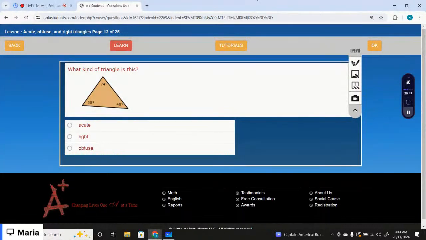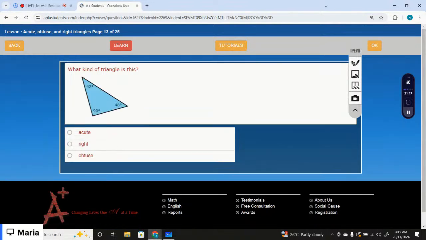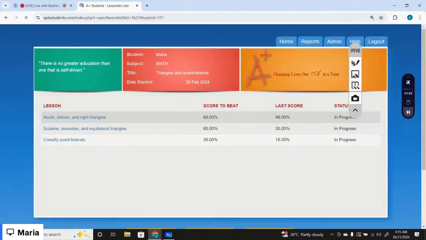What kind of triangle is this? Which is the correct option? The correct option is acute triangle. All the angles are less than 90 degrees, so that is the acute triangle. Okay, you can complete the lesson by yourself later today. Let me just move on to the next lesson.